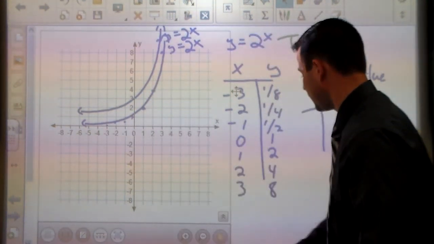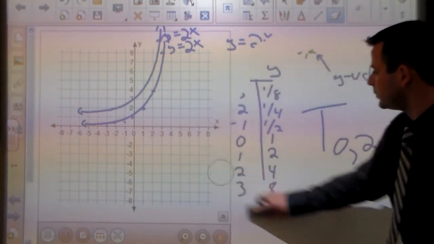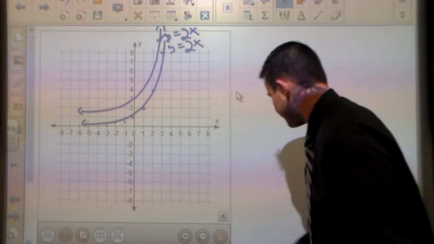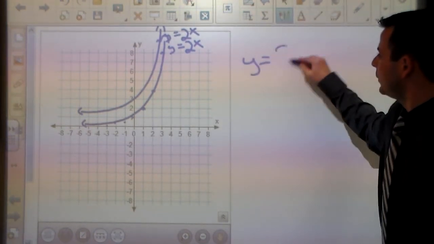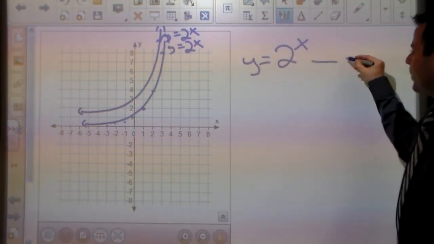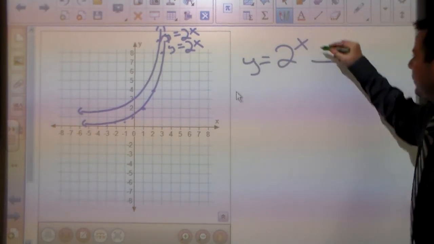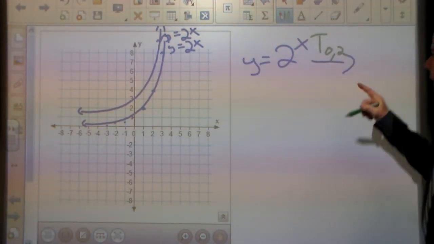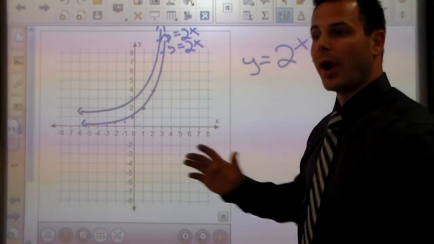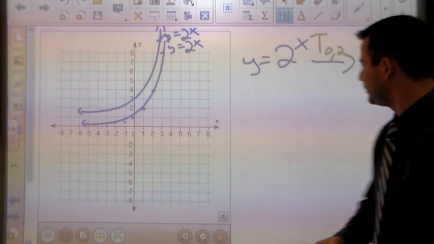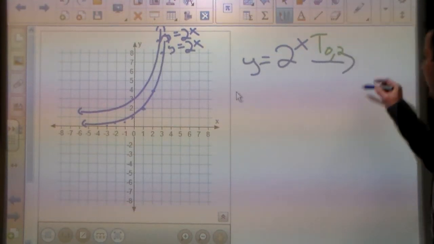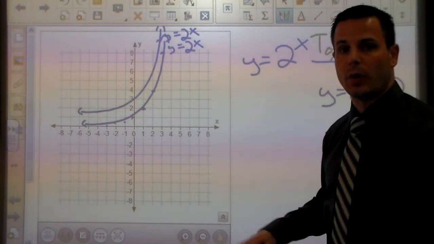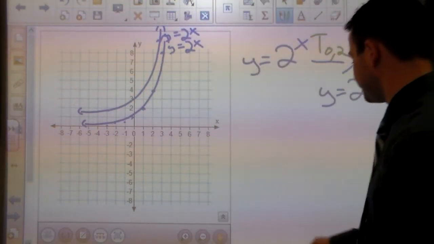There it is. Okay? Let's write the new equation now. We started with y equals 2 to the x power. We performed the transformation. That transformation was a translation of 0 in an x direction and 2 in a y direction. So that's what we do to the equation. We're adding 2 after everything. So your new equation is y equals 2 to the x plus 2. I'm adding 2 after everything.